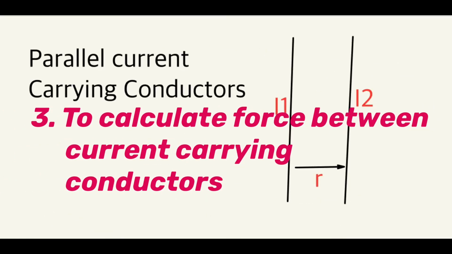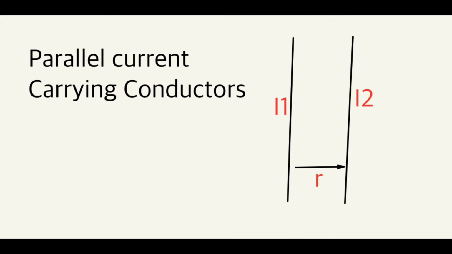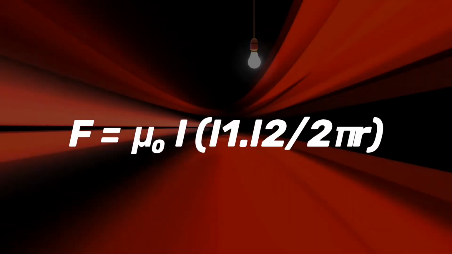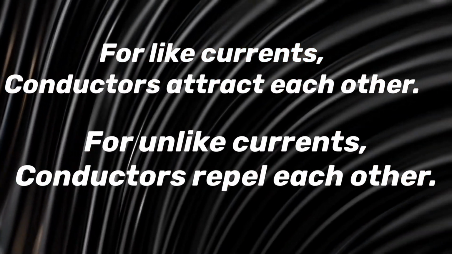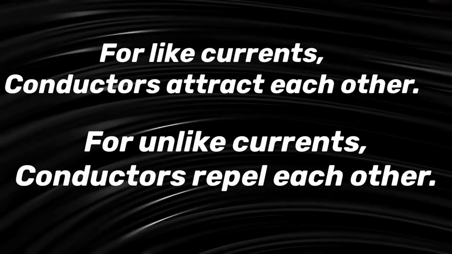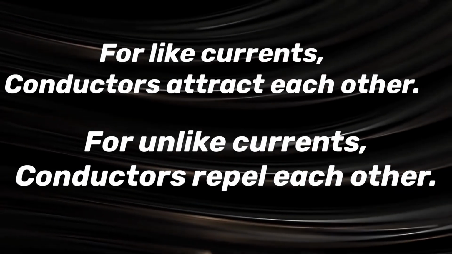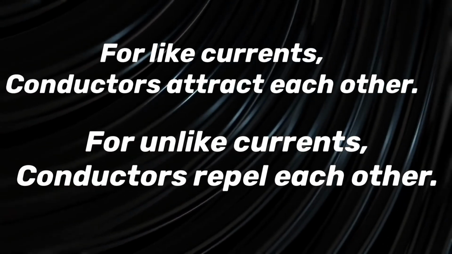3. To calculate force between current carrying conductors. If you are thinking of calculating the force between two current carrying conductors of certain length, then you have to take into account the role of permeability. For two conductors having the same length L separated by distance r, carrying currents I1 and I2, the force between them is F is equal to mu naught L times I1 I2 by 2 pi r. From this, you can predict the directions of force and magnetic field strength. You can also say whether conductors repel or attract each other. If like currents pass through conductors, they attract each other. The opposite is true for unlike currents.